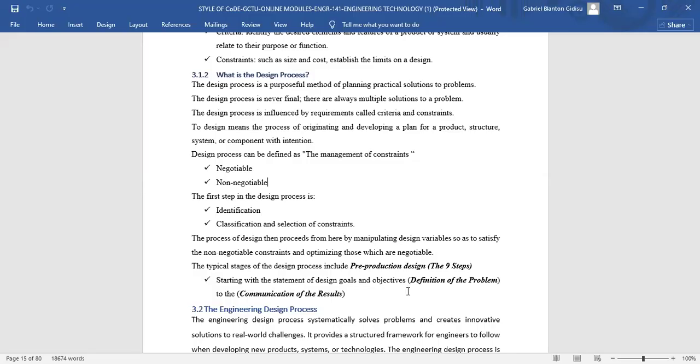Let's see the engineering design process. There you go.